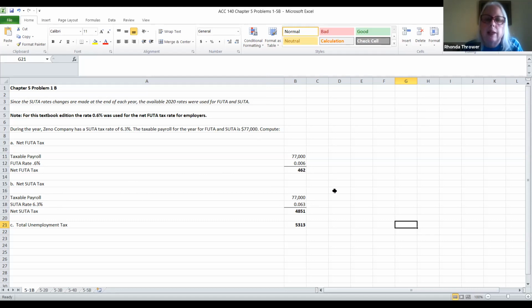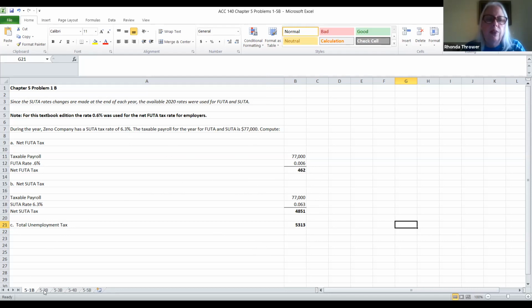And what they did is they combined both of these FUTA and SUTA taxes together, the tax payments together, to get the total unemployment tax that they asked for in Part C. So we're simply multiplying the gross wages times the SUTA tax rate to get the SUTA net amount, and we're multiplying the gross wages times the FUTA tax rate to get the amount of FUTA taxes that would be paid.